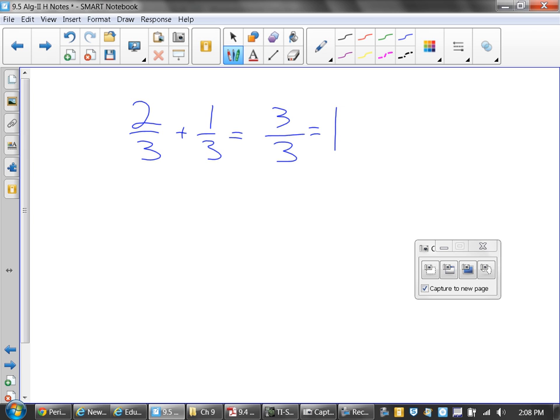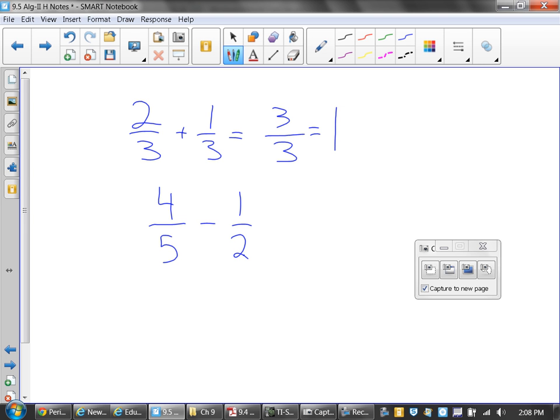When we're dealing with fractions that don't have common denominators, what did you have to do? You had to make them. You had to make common denominators. If I'm looking at 4/5 minus 1/2, in order to make a common denominator, the easiest way to do that was to find what's called the least common multiple, the LCM.